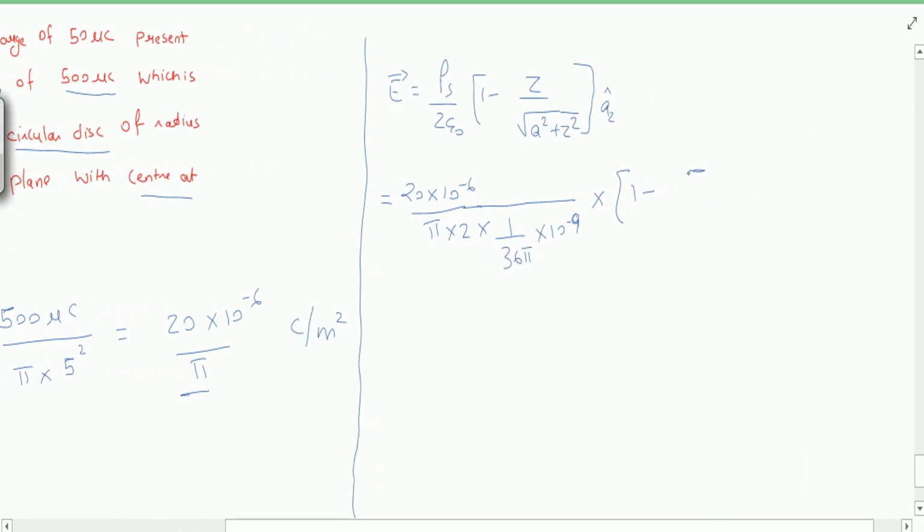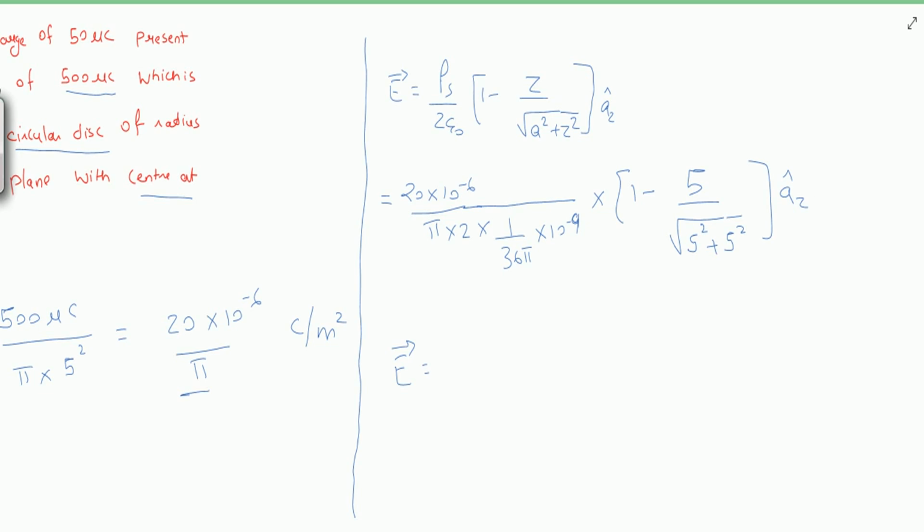So here it is 5, and what is a? A is the radius, which is 5. So it's 5 square plus 5 square in the direction of az cap. So if you simplify this, you will get the answer as 1054.156. This will be the electric field in volt per meter.